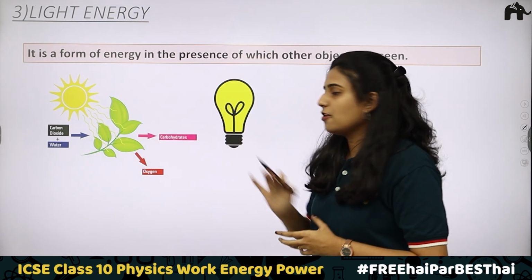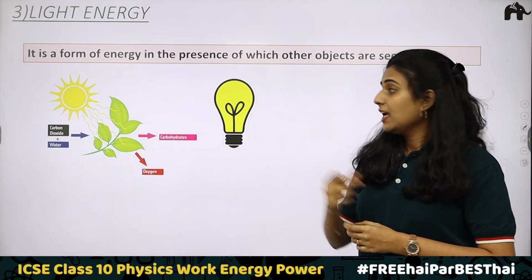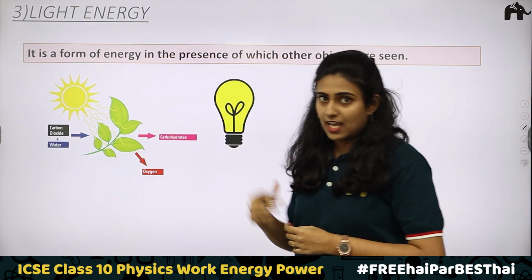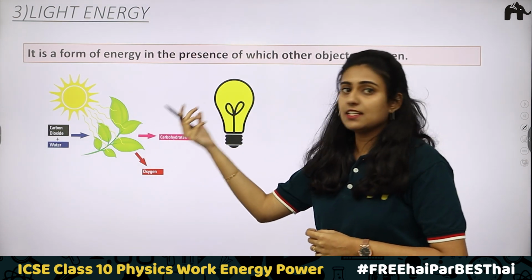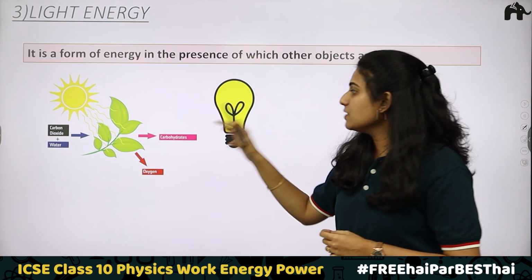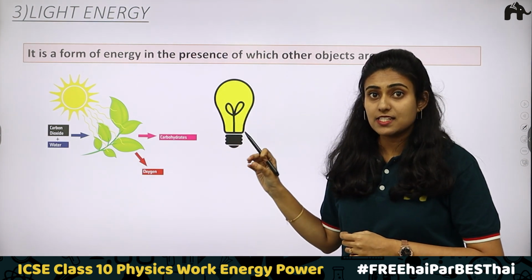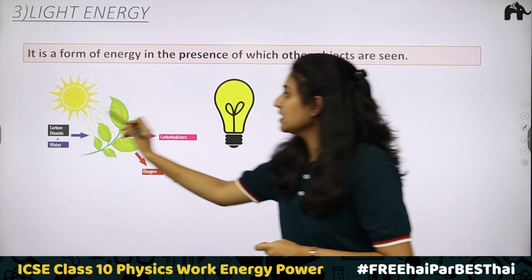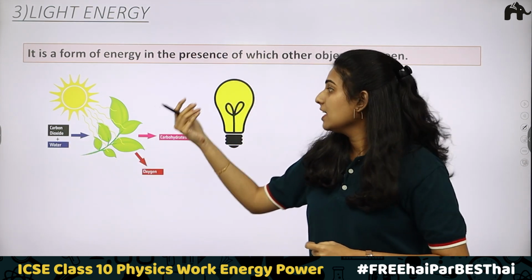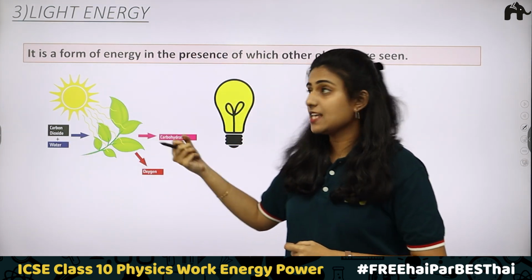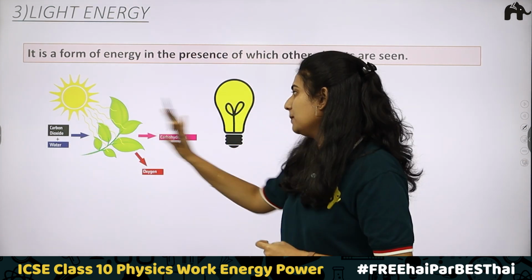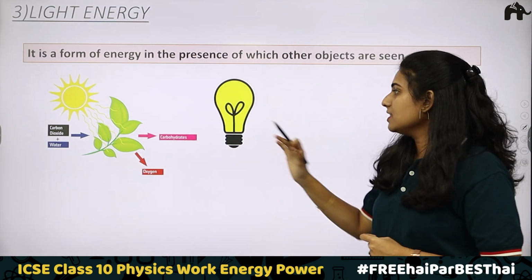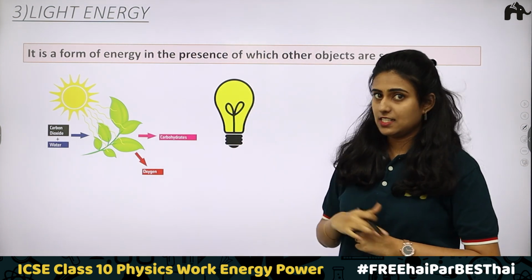Now in the case of photosynthesis, what is happening? In the presence of sunlight, green plants prepare food. This food is stored in the plants in the form of glucose. Using carbon dioxide and water, green plants take sunlight, that is the light energy, to prepare food. So this is a process in which light energy is used.